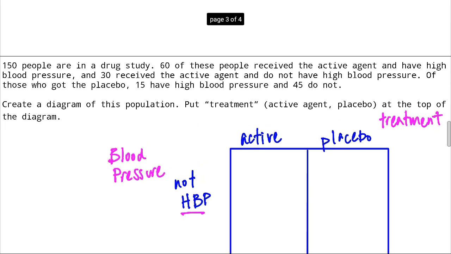All right, now the next thing we need to know is the number of people in this population who got the active ingredient. So that's going to be 60 and 30. So we've got 90 who received the active agent, and for the placebo, of those who got the placebo, 15 have high blood pressure and 45 do not. So that's 60 total. Okay, so let's see. For the active agent, 60 have high blood pressure, 30 do not. And for those who got the placebo, 15 have high blood pressure and 45 do not.